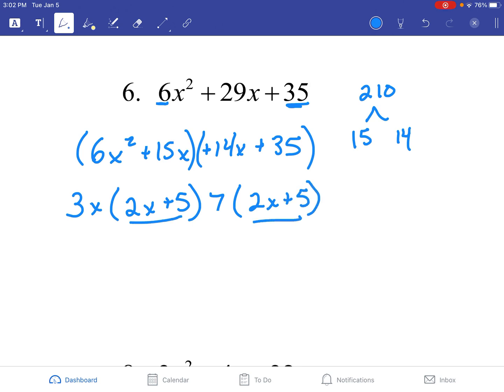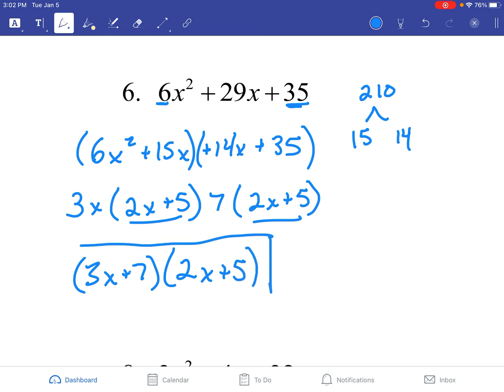Now again, notice these two sets of parentheses are the same, which means I'm on the right track. I'm doing fine. Last step is I take the 3x and the 7, put them together, and I rewrite the 2x plus 5. And I am done.